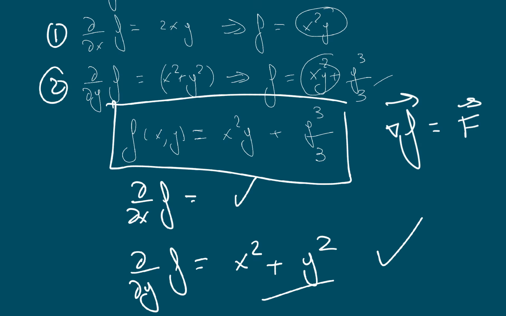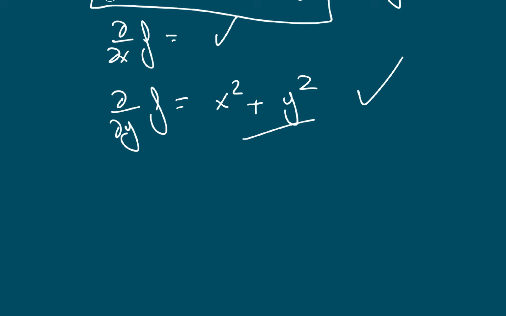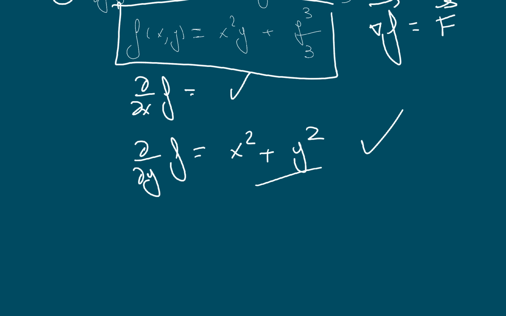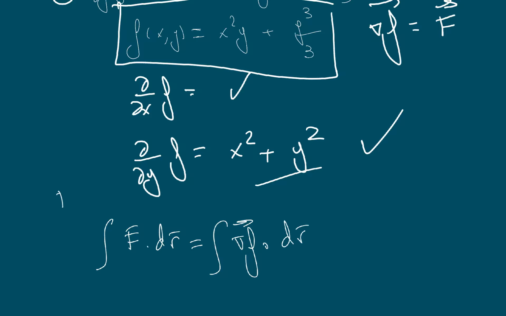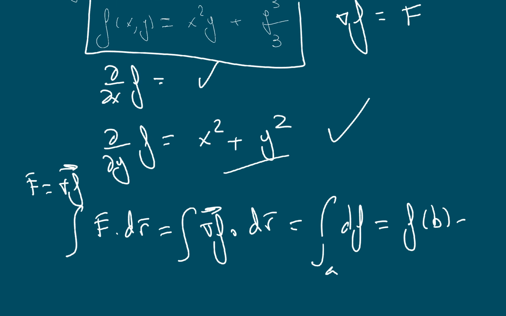And now that we have the potential, what will we do? We will use our theorem for line integrals, which says that the integral of F scalar dr, if F comes from the gradient of some potential, so if F is conservative, meaning that F is the gradient of f, will be the integral of the gradient of f scalar dr, which is the integral of df. So it will be f of b minus f of a.